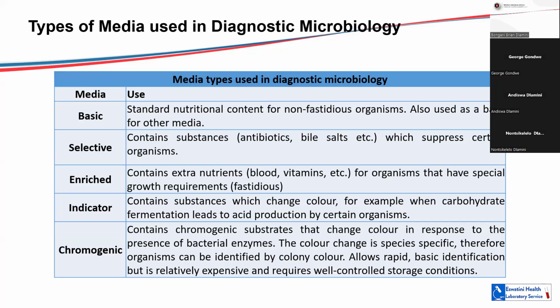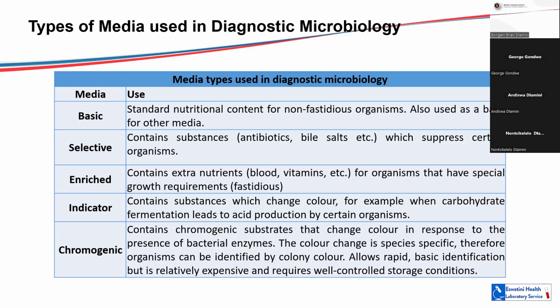Then we have indicator media, which contain substances which change color, for example, when carbohydrate fermentation leads to acid production by certain organisms. Then recently, there's also what we call chromogenic agar, which contains chromogenic substrates that change color in response to the presence of bacterial enzymes. So the color change is species specific. Therefore, organisms can be identified by their colony color. So they allow for rapid basic identification, but are relatively expensive and require well-controlled storage conditions.